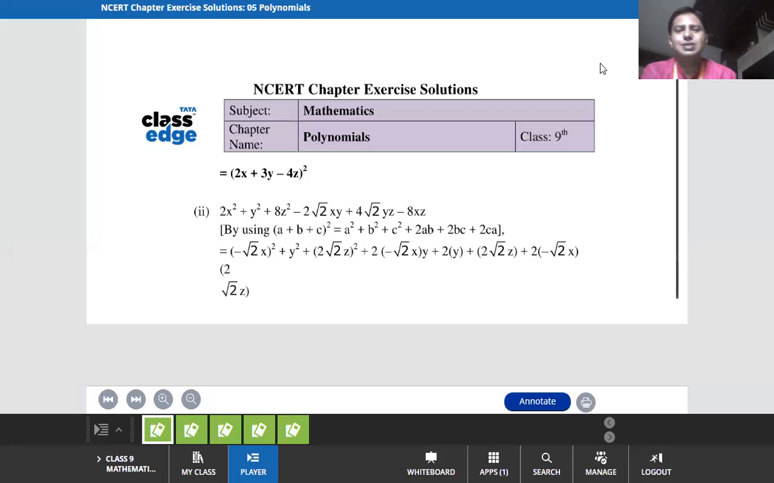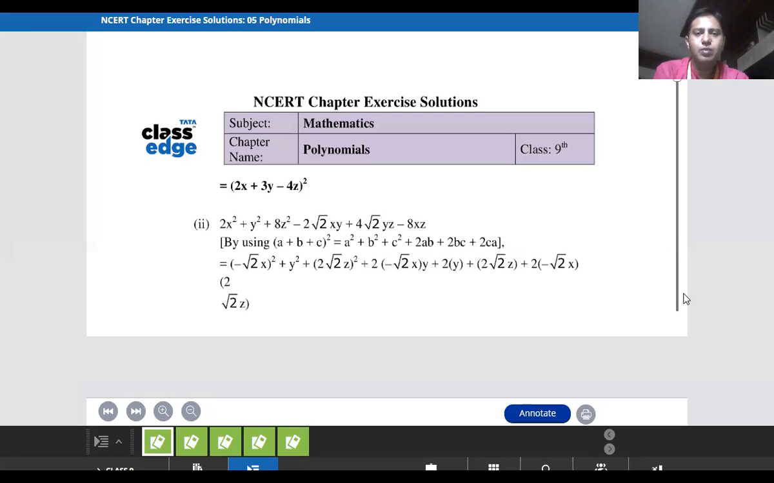Now we'll move on to the second part of the question. The second part says 2x square plus y square plus 8z square minus 2 root 2 xy plus 4 root 2 yz minus 8zx. Here the second term and the last one, that is 2ab and 2ca, are both negative. So we'll consider a as negative, because a is the common part in 2ab and 2ca. The common part is x only, that is the first term, so 2x will be negative.